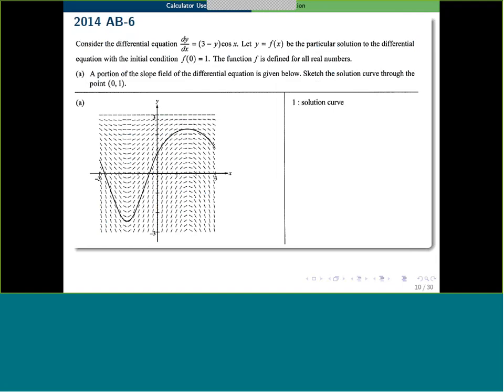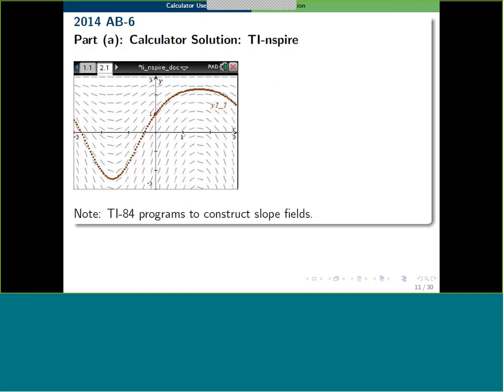The student didn't have their calculator for this problem. It's not a calculator active question. But if you take a look at this next page, I just wanted to make you aware that the TI-Nspire has some built-in capabilities that allow the student to produce this slope field very nicely, and also to produce the exact solution curve that we're looking for, a solution that goes through the point (0, 1).